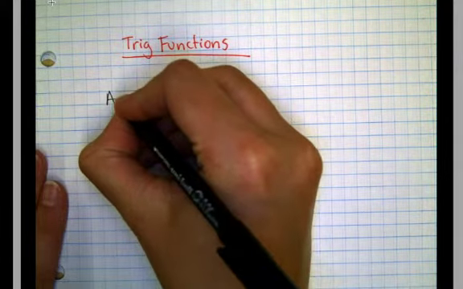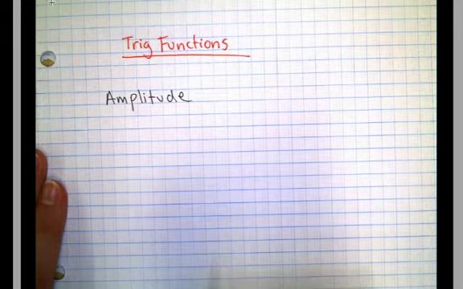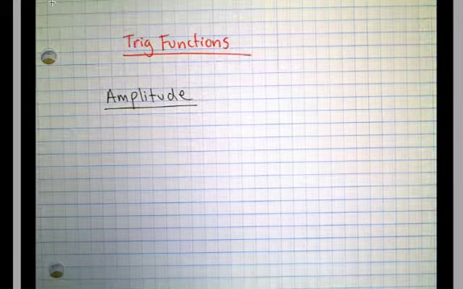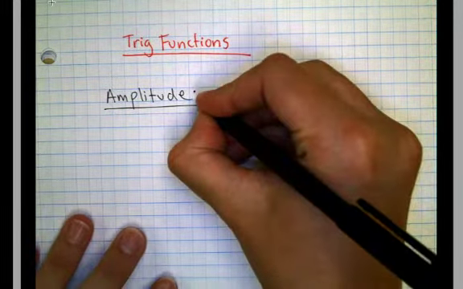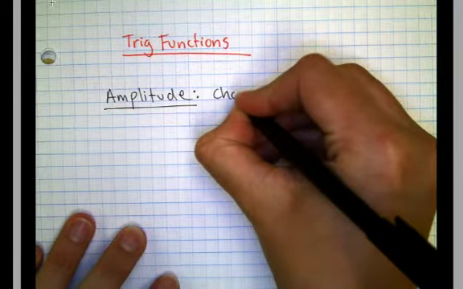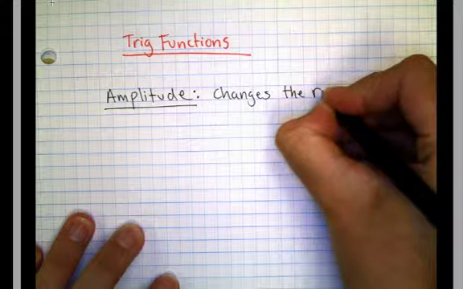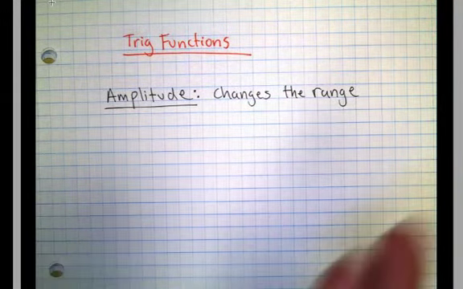One of them is called amplitude, and you've heard of these before. Amplitude is when you're changing the range of the function. So I'm going to write a definition here. Changes the range. Remember, range is y value, so it's changing on the y-axis.